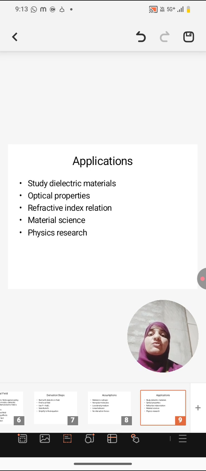Applications of Clausius-Mossotti relation. It is used to study dielectric materials. It is also used in optical properties. It has a refractive index relation. It is helpful to find the relation of refractive index. It is used in material science and also in physical research.